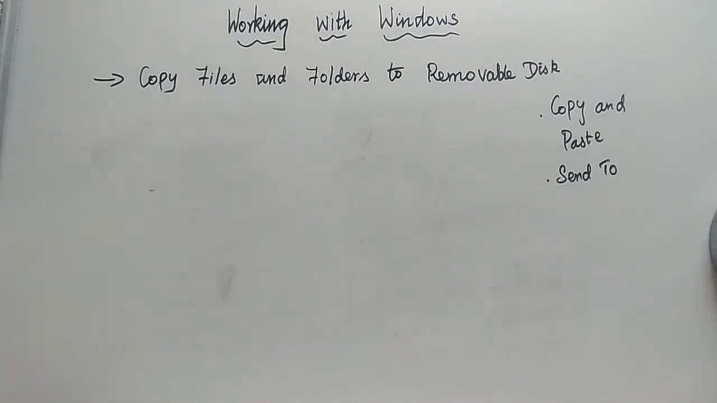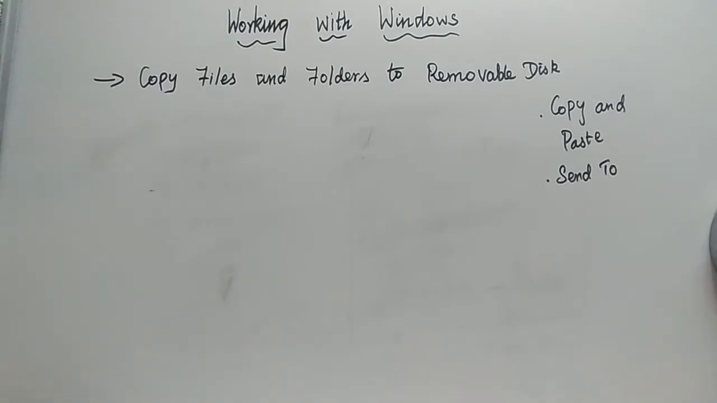Yes, the first method is copy and paste. Now we are going to copy and paste to your removable disk. You can consider that you are going to have a USB flash drive. For example, a pen drive. So first, what are you going to do? You are going to insert your pen drive into the USB port that is available in your computer.